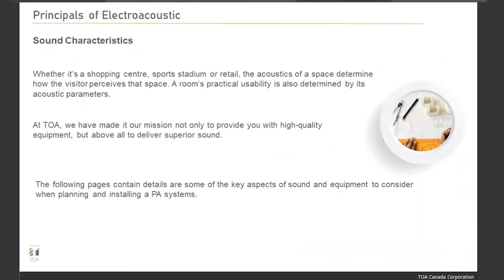So, sound characteristics: whether it's a shopping center, sports stadium, or retail space, the acoustics of a space determine how the visitor perceives that space. A room's practical usability is also determined by its acoustic parameters. At TOA, we have made it our mission not only to provide you with high quality equipment, but above all to deliver superior sound. So the next pages have details on some of the key aspects of sound and equipment to consider when planning and installing a PA system.